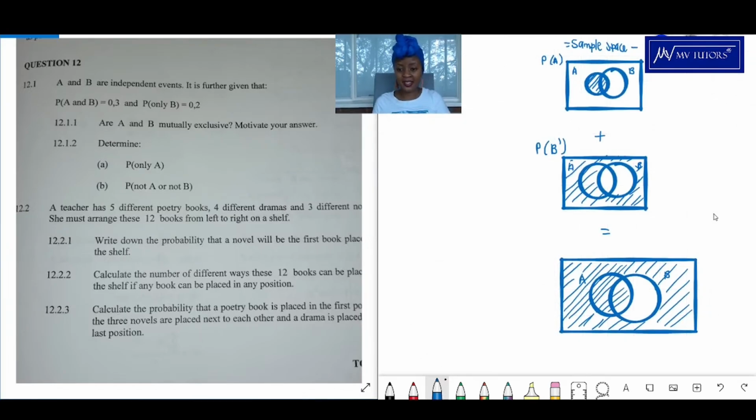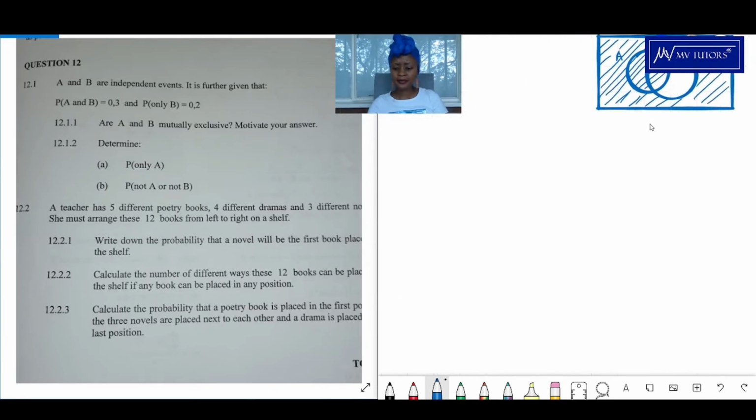That is your answer. Okay, so if you want to calculate it easily for yourself, especially if you have only B, you can just say the whole sample space minus only B will give you the probability of A or not B. Okay, so now what if you have a scenario where it is probability of not A and not B?